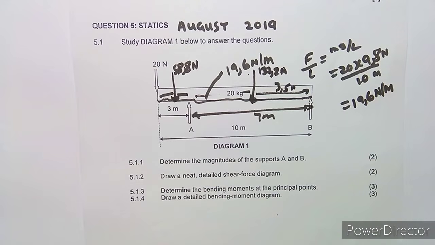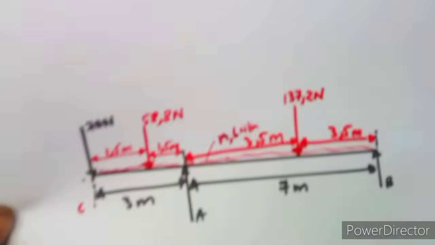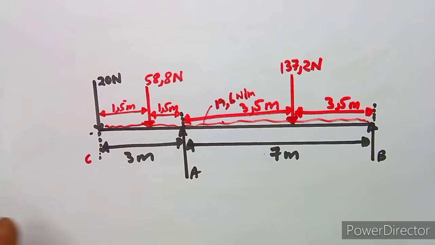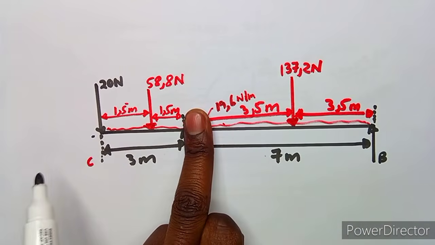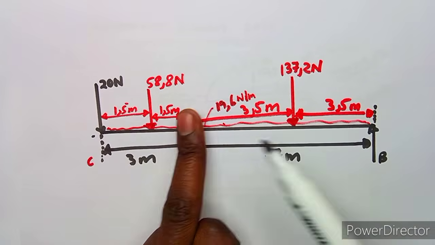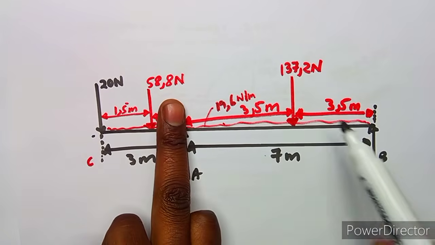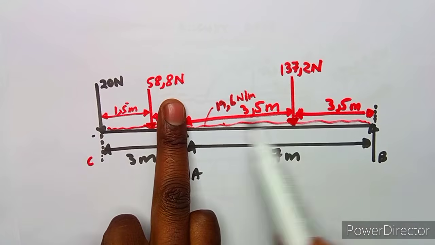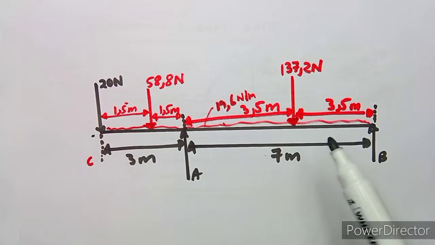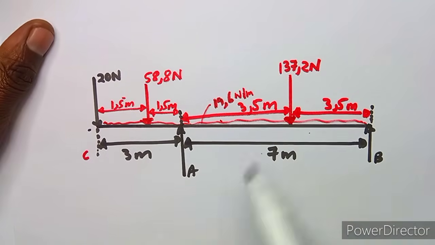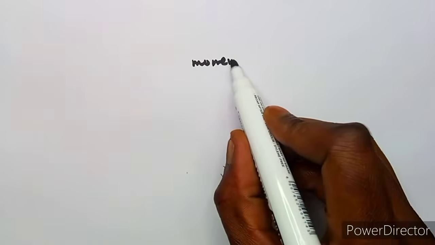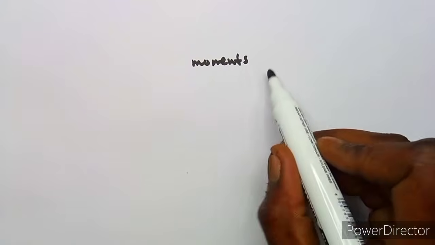What I'm saying is, you are going to have something like this. From A to the left side, we are 3 meters, so it's now 1,5 to the right side of A. We are going to have 3,5 meters. This is just something you are supposed to keep in mind, not something you are supposed to redraw. I'm just saying you should visualize something like this in your mind. Now we are going to take moments about A first, then we move to B.